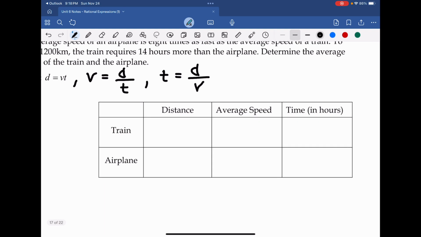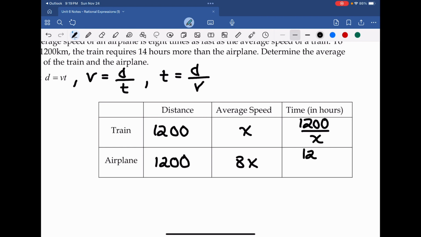Now, I'm going to go over to my table here. The distance both the train and the airplane have to travel is 1,200, so 1,200 and 1,200. The average speed: the train is going to go at a speed of x. The airplane travels 8 times as fast, so it's going to be 8x. Now, for the time, we're going to use distance over speed. It's going to be 1,200 kilometers for the train divided by the speed at which it can do it. Same thing for our airplane, 1,200 divided by the speed at which it can do it, which is 8x.